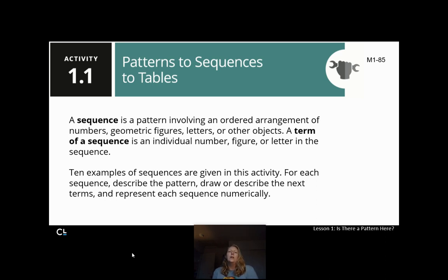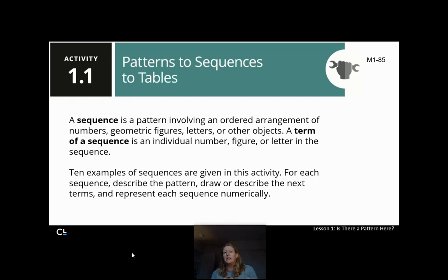Hey guys, welcome to Module 1, Topic 2, Lesson number 1, where we're going to be talking more about patterns and sequences and all that good stuff. We already did the warm-up, so we're going to go ahead and jump right in to Activity 1.1.